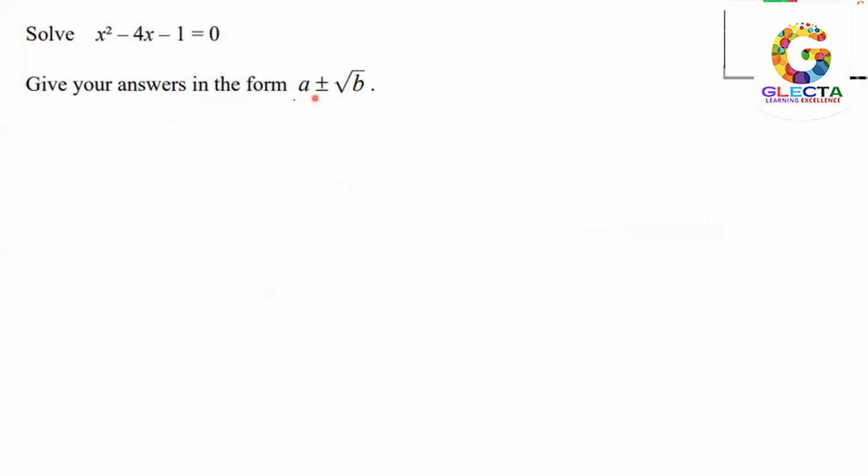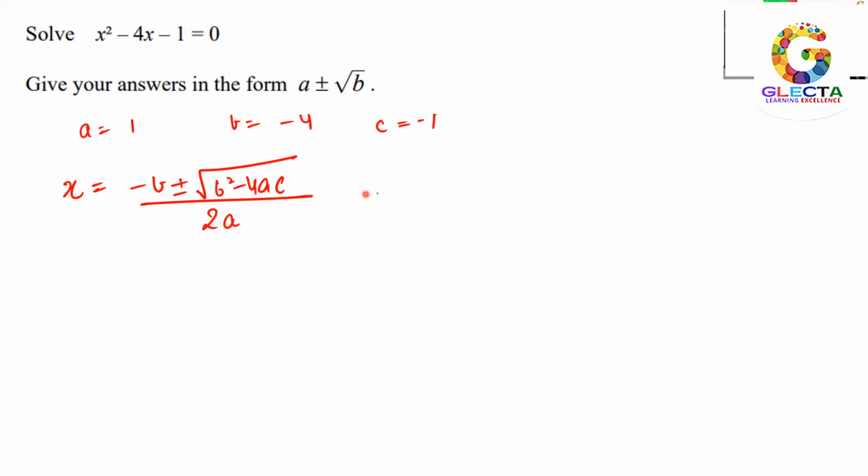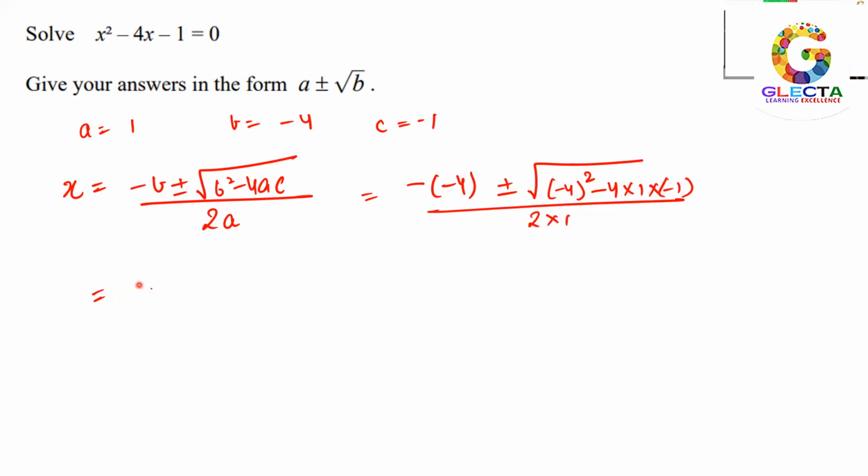Okay, now coming on to the next one. Sometimes it can also ask you to give the answer in this form. How do we do this? A is 1, B is -4, C is -1. Use it in the formula. Minus B plus minus square root of B square minus 4AC over 2A. Negative of -4 plus minus square root of -4 squared minus 4AC over 2 times 1. So you have 4 plus minus square root of 16 plus 4, which is 20, over 2, right?